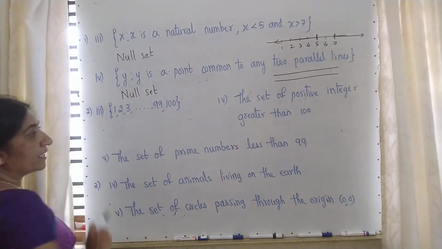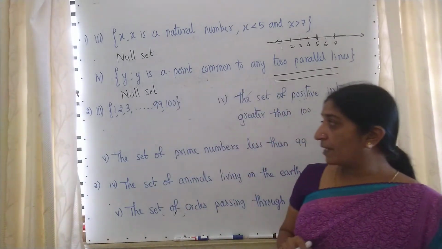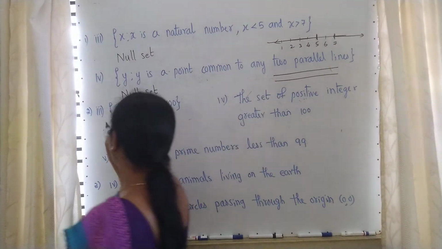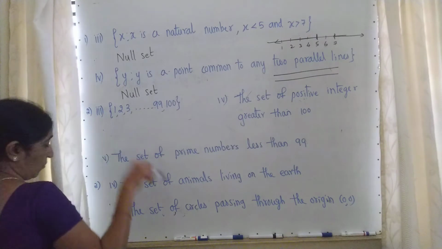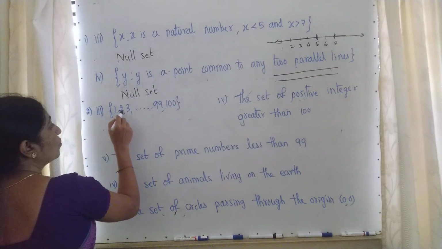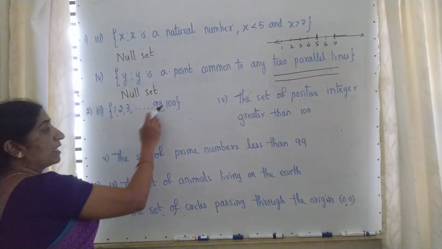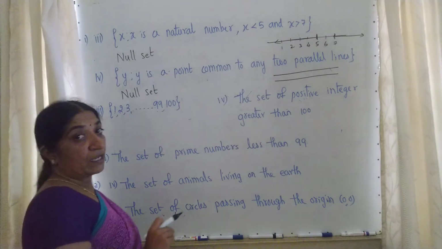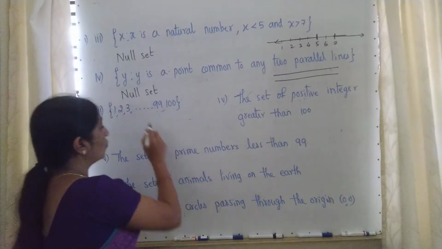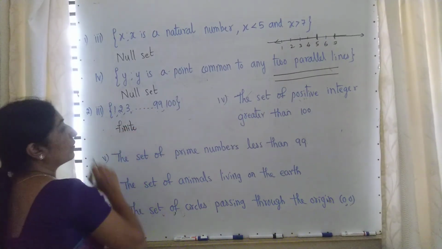Moving to the second main question. See, open your notes. In the second main question, they are asking whether the set is finite or infinite. In the second main third question, 1, 2, 3, ..., 99, 100. They have mentioned the last number. You can count the numbers. There are 100 numbers. That means you can count, so it is a finite set.